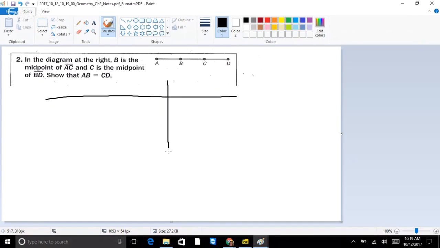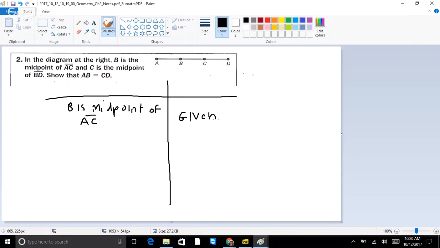Okay. All right, so what have they given us? We have B is the midpoint of AC. Okay, and that is given to us, right? That's given to us by the problem.